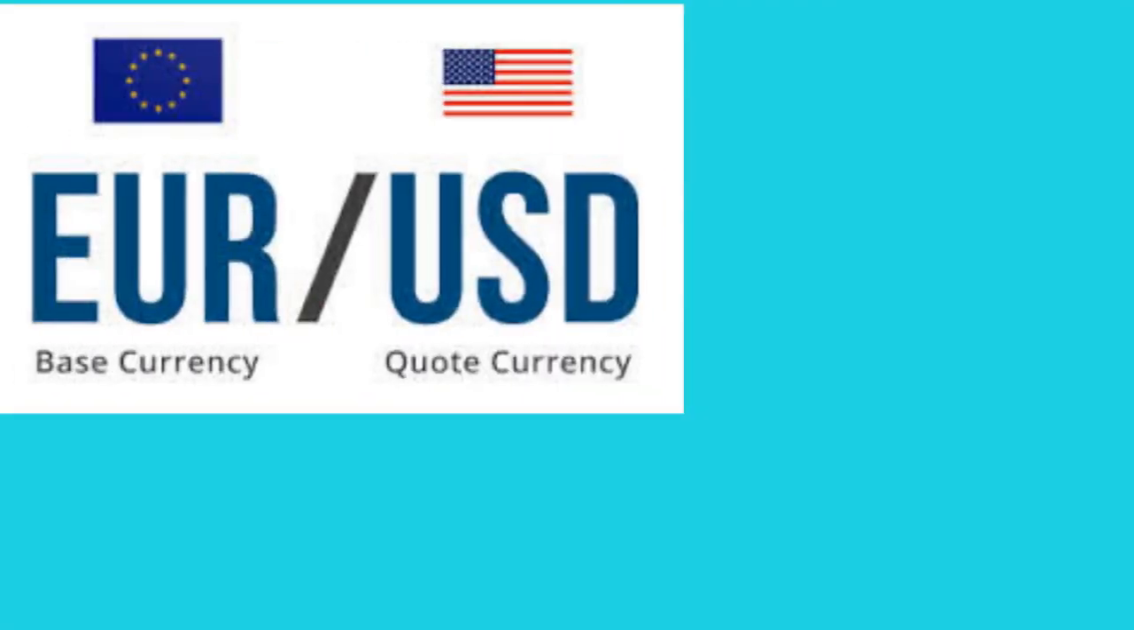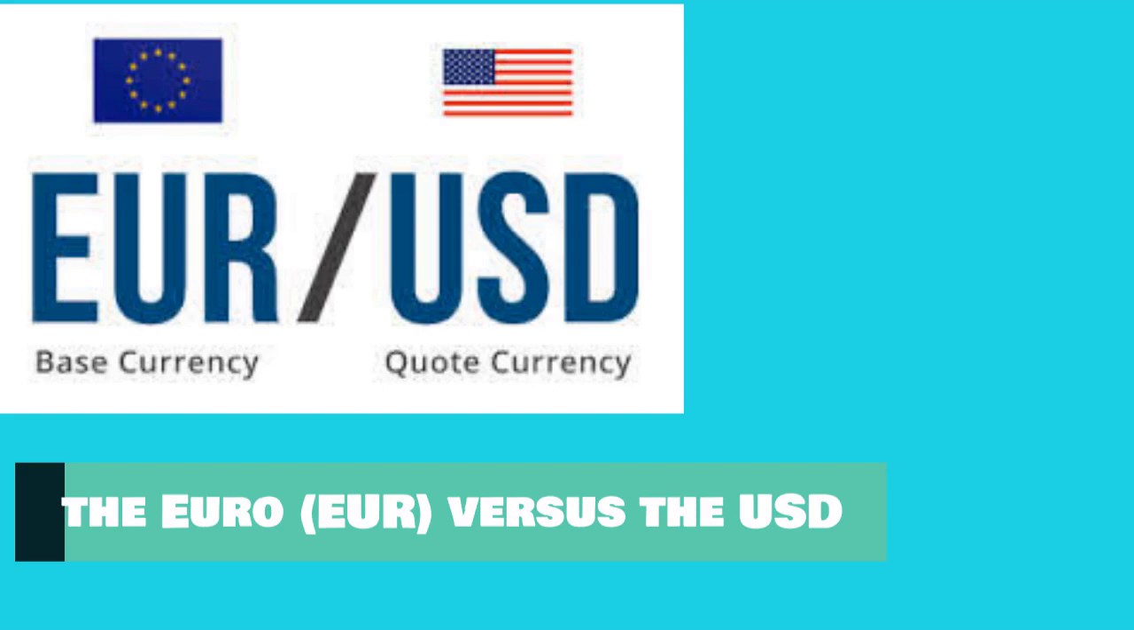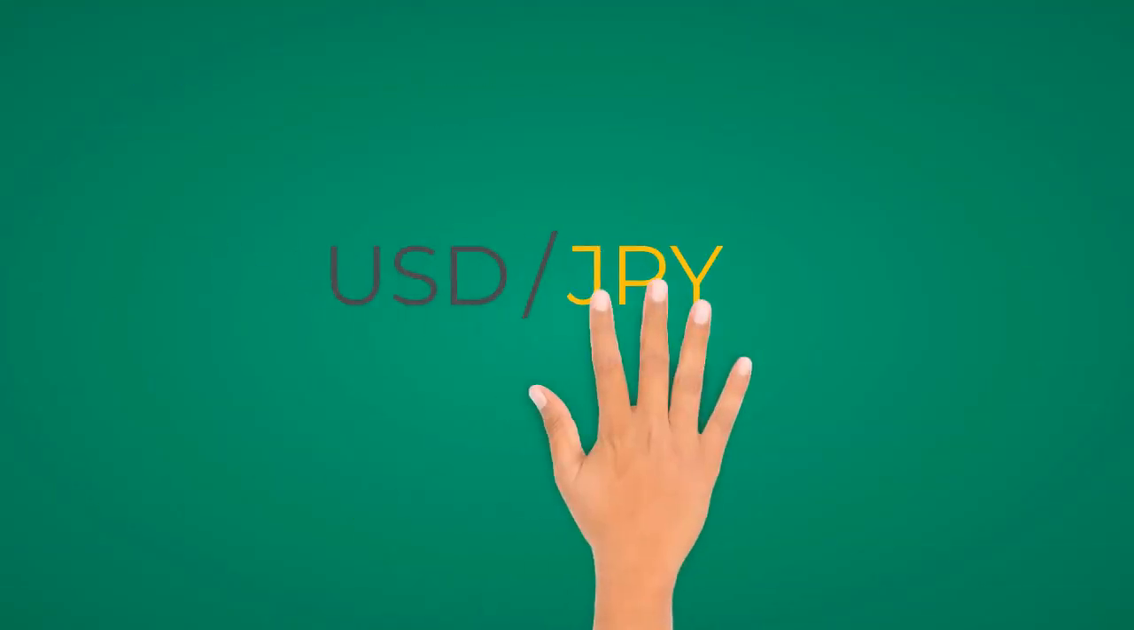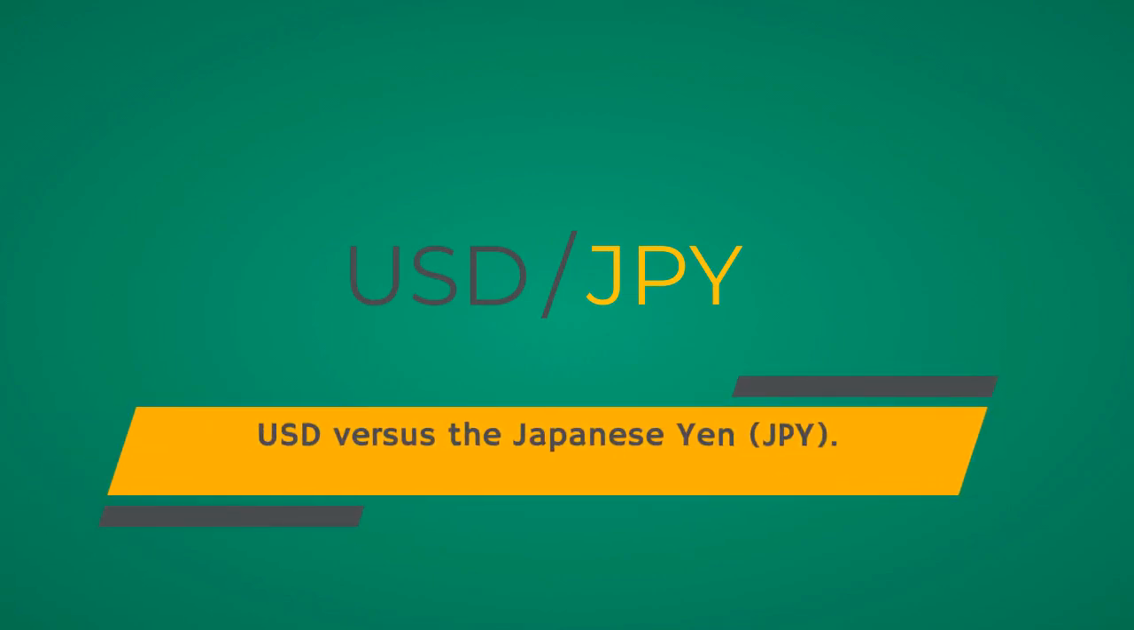So what are Forex pairs and codes? When trading currencies, pairs are listed such as USD/CAD, EUR/USD, USD/JPY. What does EUR/USD represent? It represents the Euro versus the US dollar. What does USD/JPY represent? Of course, US dollar versus Japanese yen.